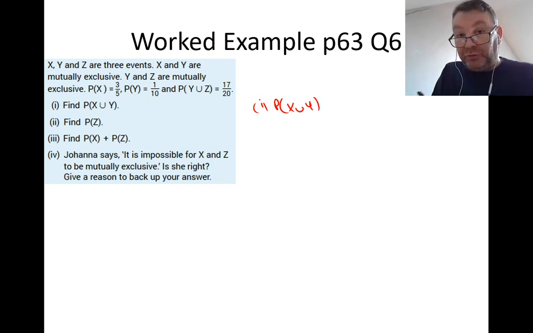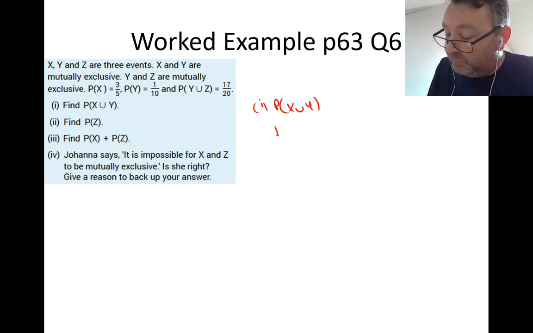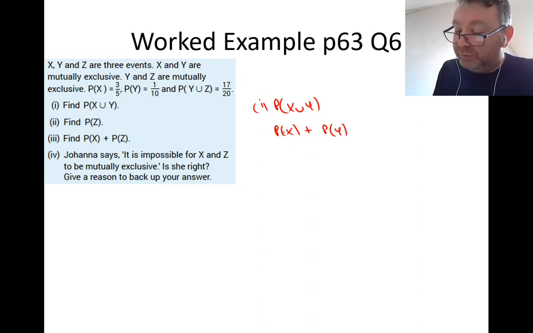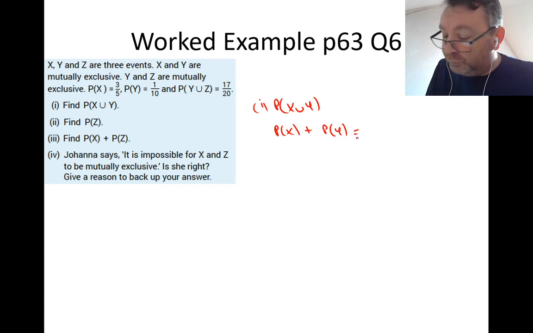Union means the word or, which in mathematics means we add. So that means we're going to work out P of X and we're going to work out P of Y. But we've got to ask ourselves a question. Are X and Y mutually exclusive, or are they not mutually exclusive? Because the or is where we've got to just be a little bit cagey. And we're told up here, X and Y are mutually exclusive. Good. So there's nothing, no overlap, nothing to subtract. So we just work them out separately.